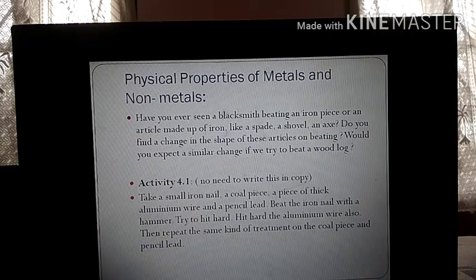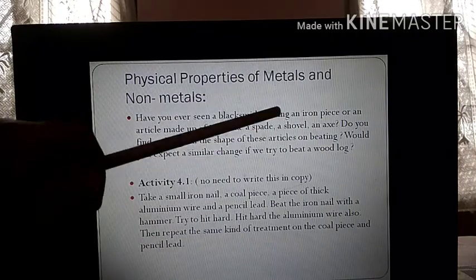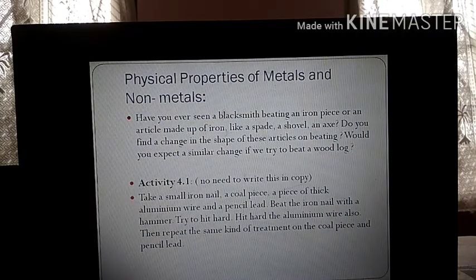They will just take an iron piece, they will keep beating it with the hammer and then they will make the iron piece into a sheet. They will change the shape of the iron piece, but the iron will not break. It will not break, but it will become a sheet. And they can make many articles out of iron. Like from that iron piece they can make a spade, a shovel, an axe. By just melting the iron piece and beating it, they can make different articles.